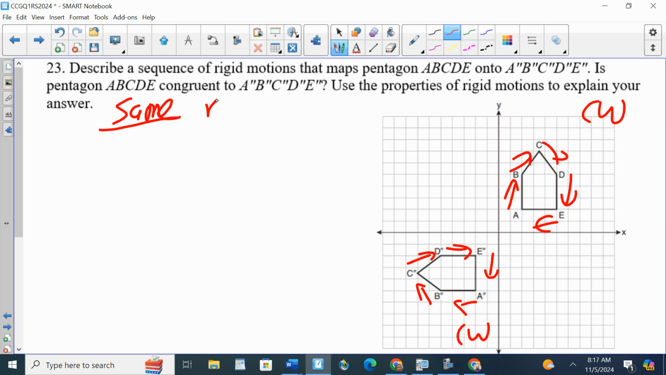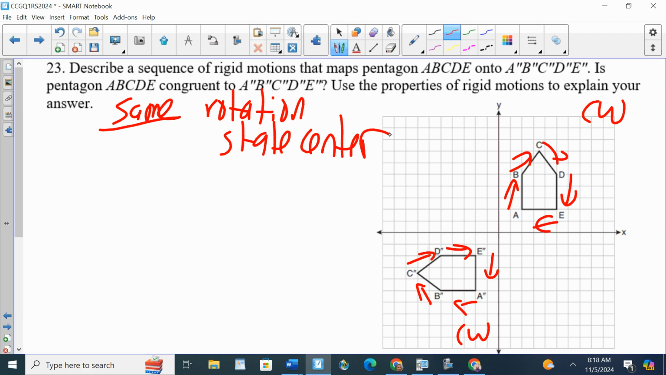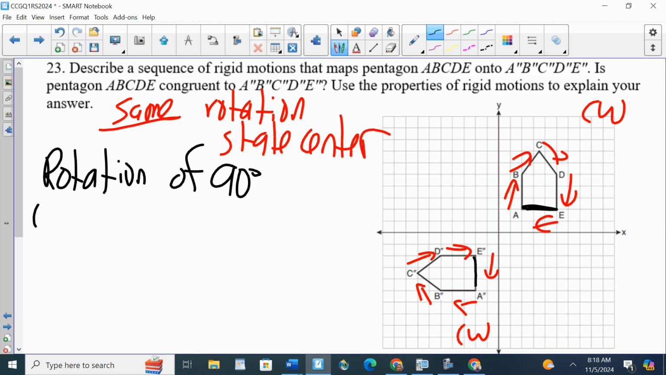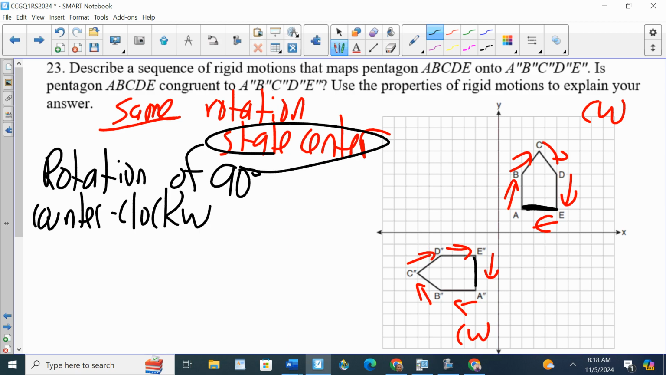Same rotation, state center. Make sure you state the center. That's a common mistake that students make, is forgetting to state the center. Now, geometric common sense. How many degrees in which direction? Well, this piece was horizontal, it became vertical, therefore it must be 90, and geometric common sense is going counterclockwise. So it's a rotation of 90 degrees counterclockwise.